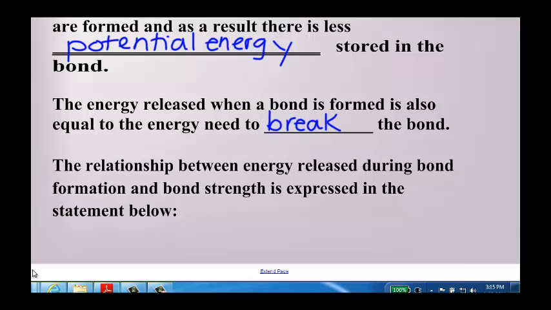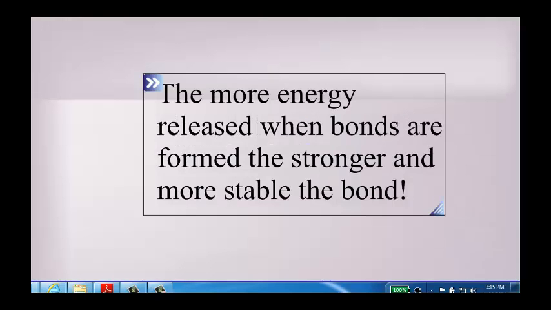And we can express the relationship between energy released and bond strength. That relationship looks like this. The more energy released when bonds are formed, the stronger and more stable the bond is, because that means it takes more energy to break the bond apart.